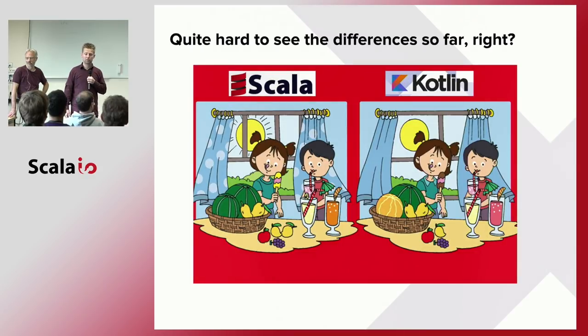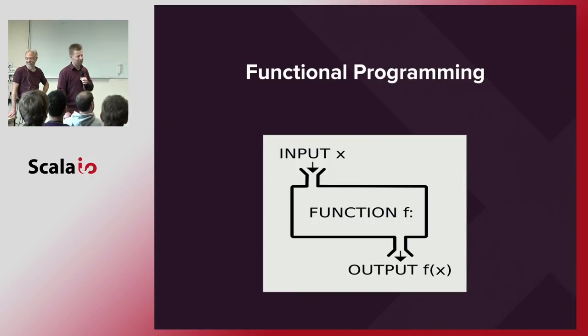So Kotlin borrows a lot from Scala. It looks pretty much the same up until this point. Can you see the difference? Let's go to another aspect of programming.